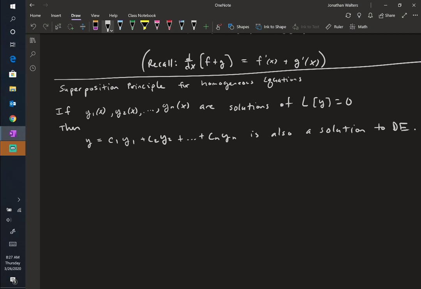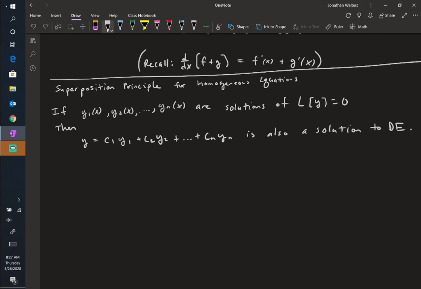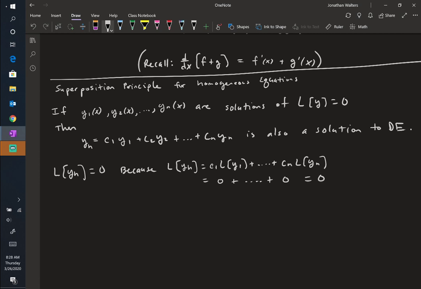So let's call this YH for homogeneous. So that means L of YH equals 0, because L of YH would be equal to C1 L of Y1 plus dot dot dot Cn L of Yn, using our linearity properties. And now we know all of these are 0. 0 plus dot dot dot plus 0 equals 0.